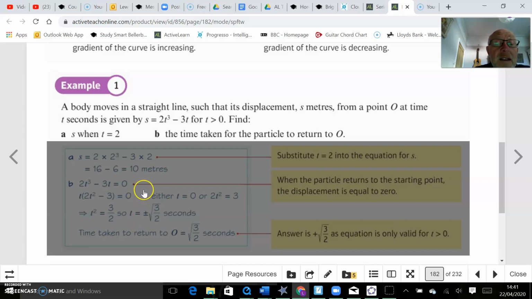Of course, t cannot be negative. Time is always positive, so the time taken to return to O is the square root of 3 over 2. The solution t equals 0 is the solution for the beginning of the motion, because the displacement is also 0 at the beginning of the motion.